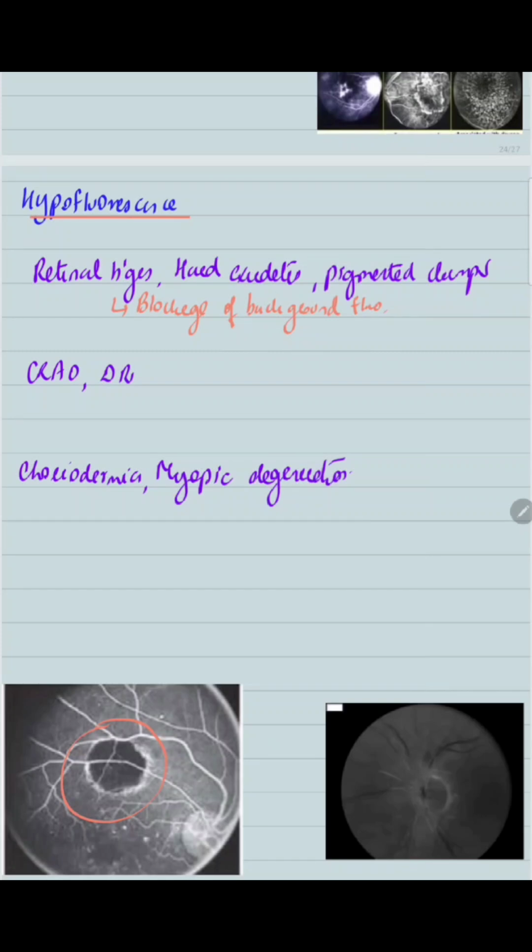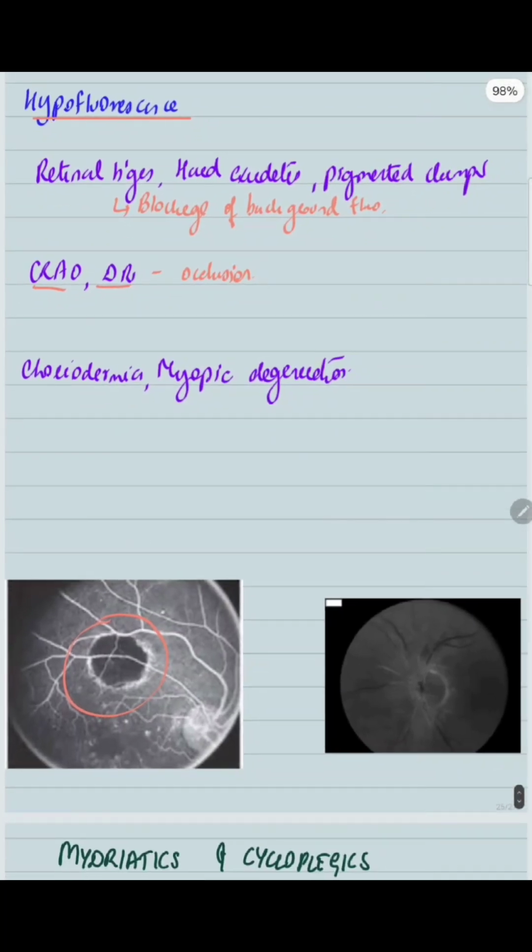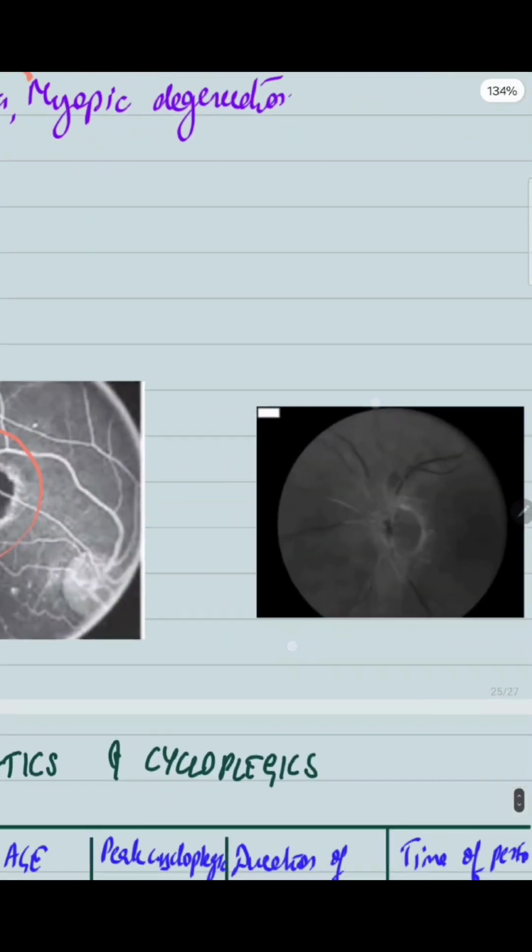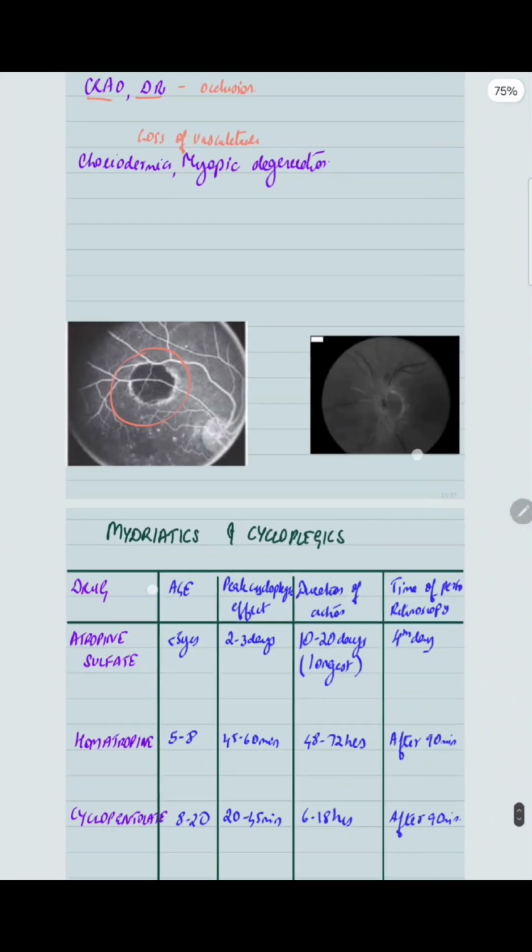Occlusion of choroidal and retinal vasculature is seen in CRAO and diabetic retinopathy. Loss of vasculature is seen in choroideremia and myopic degeneration. Here we can see loss of vasculature.